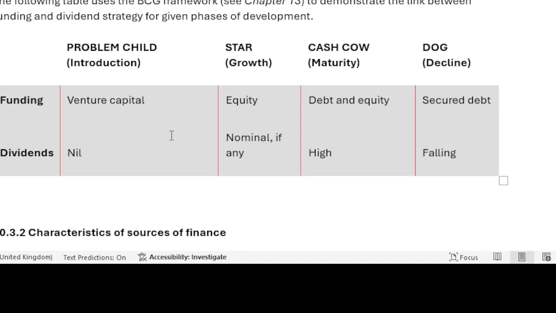But now if you get to a point where you begin to decline, which we call the dog, getting finance will be difficult from debt and also equity. So you can get finance from secured debt, where you will have something for security, and dividends will be declining, because now the business is also on a declining slope, different from when it was growing from a star to a cash cow.